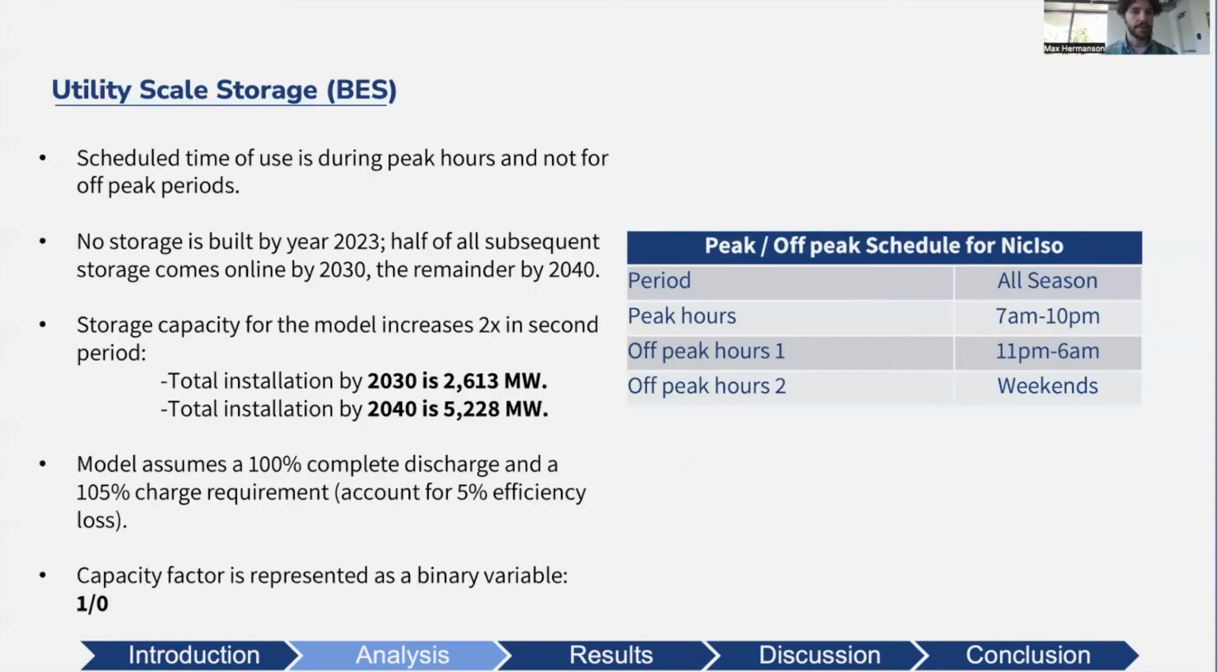Okay, and then moving on to storage. We are just using batteries for peak hours, not for off-peak. By 2023, we have no installed capacity. By 2030, we've built the first 2,613 megawatts. By 2040, we've completed our system at 5,228 megawatts. We assume 100% complete discharge and round trip efficiency loss of about 5%. This is a binary variable in our model, so it's either 1 or 0.